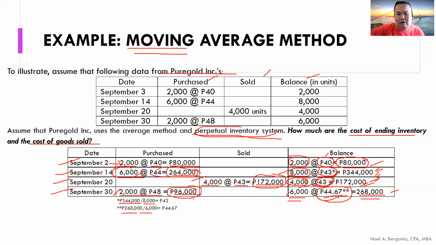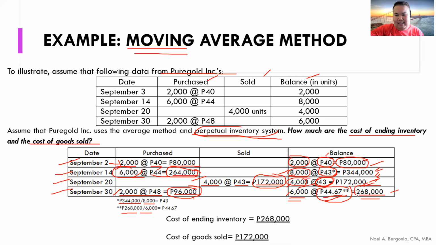Okay? Pero out of this table, we can compute already or we can get now the ending inventory and cost of goods sold. Actually, the ending inventory is yung balance natin na 268. Okay? And the cost of goods sold is 172. Sir, nagkataon lang ba na pareha siya with the other ano? Yes, nagkataon lang, pero in most of the time magkakaiba yan ng mga balances. Okay? Even the cost of goods sold and ending balances are different.